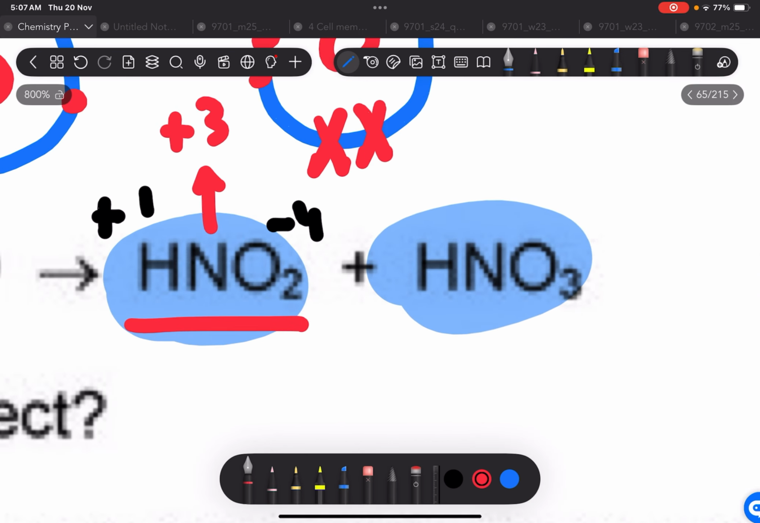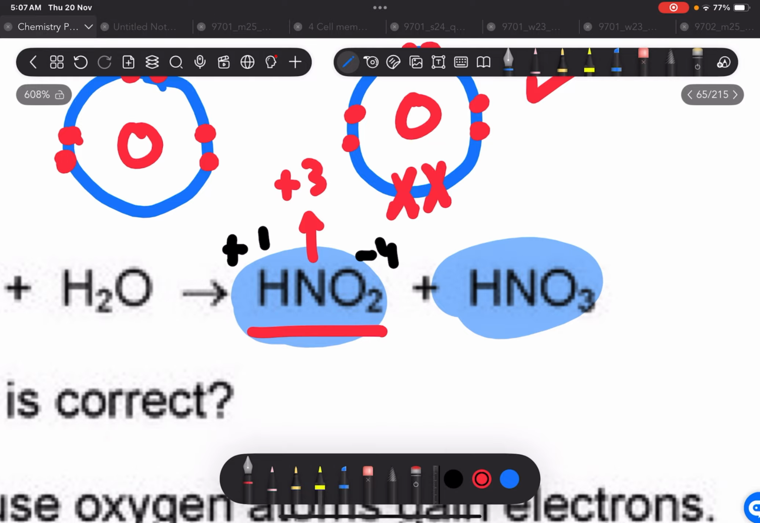And in HNO3, since there's a 3 here, that means oxygen's negative 2 multiplied by 3 is going to make it negative 6. Oxygen in total gives a negative 6. Okay? 3 oxygens in total.